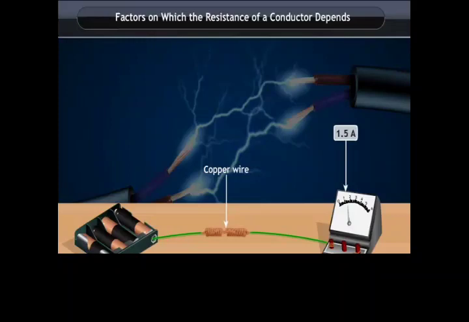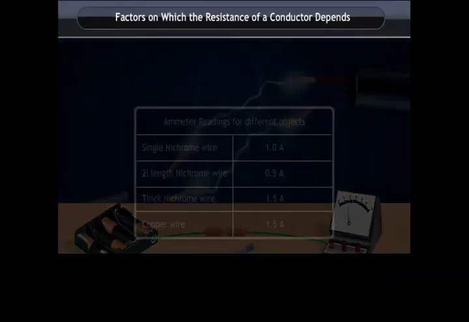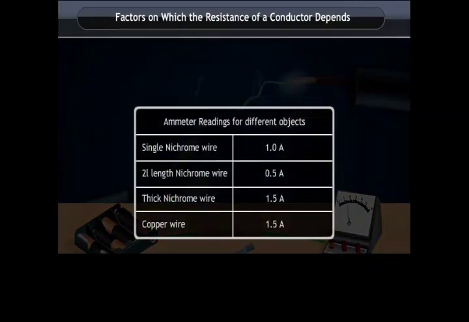Note the value of the current. It is observed that the emitter reading decreases to 1/2 when the length of the wire is doubled. The emitter reading is increased when a thicker wire of the same material and of the same length is used in the circuit. A change in emitter reading is observed when a wire of different material of the same length and same area of cross-section is used.